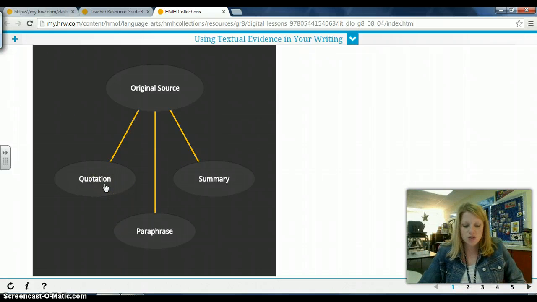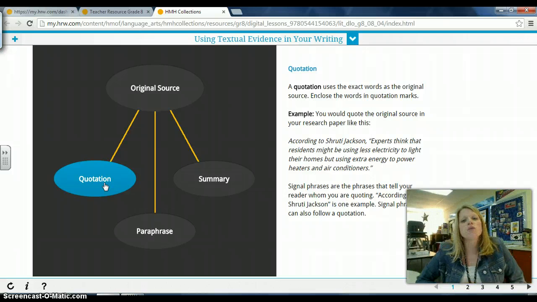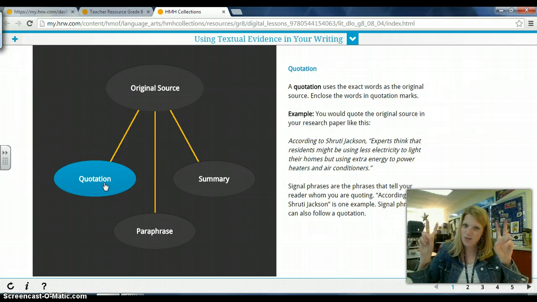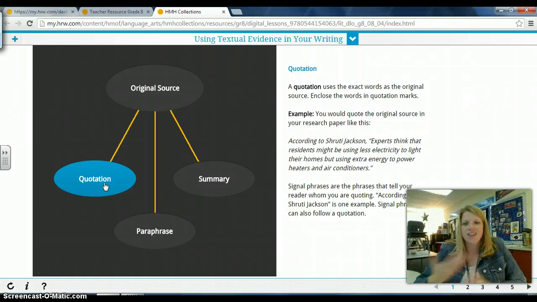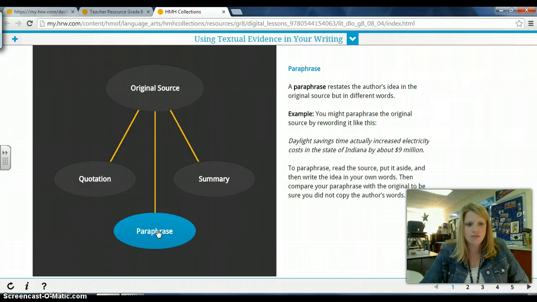If you look on the first part of your notes, it says define the following. So what is a quotation? A quotation uses the exact words as the original source. Enclose the words in quotation marks. So make sure you remember your quotation marks if you're pulling something word for word. And you guys know that, so I feel like that's as far as we need to go with that one.